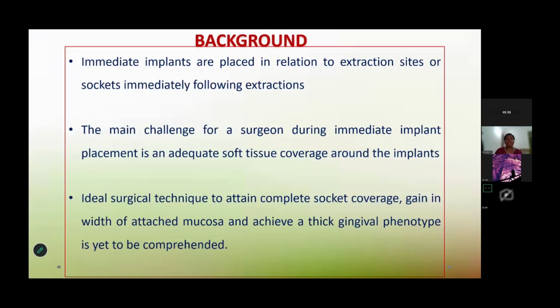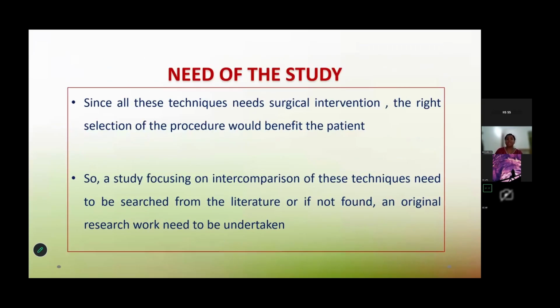The background of the study was that immediate implants are placed in relation to extraction sites or sockets immediately following extractions. The main challenge for a surgeon during immediate implant placement is adequate soft tissue coverage around the implants. The ideal surgical technique to attain complete socket coverage, gain in width of attached mucosa, and achieve a thick gingival phenotype is yet to be comprehended. So here arises a need for the study.